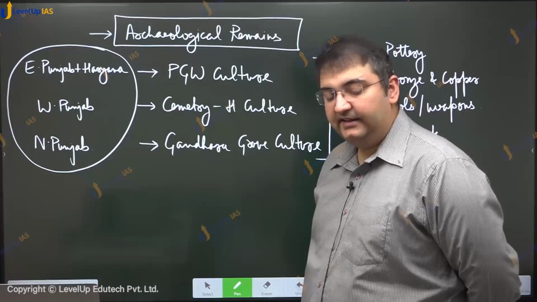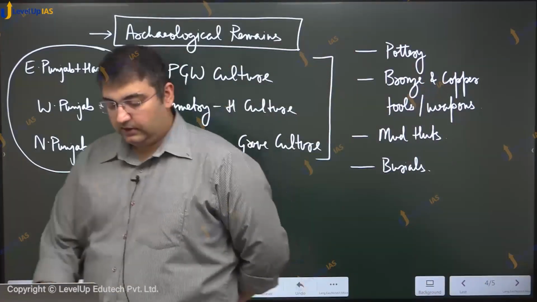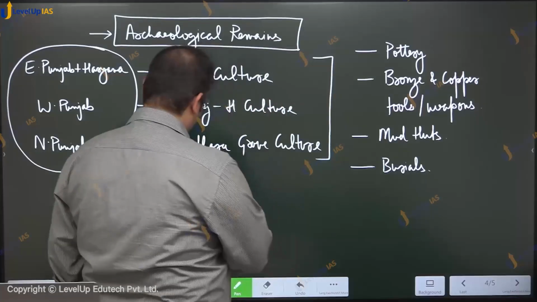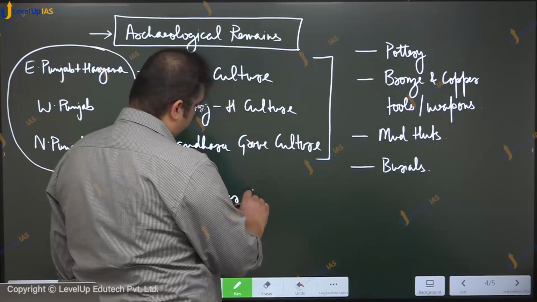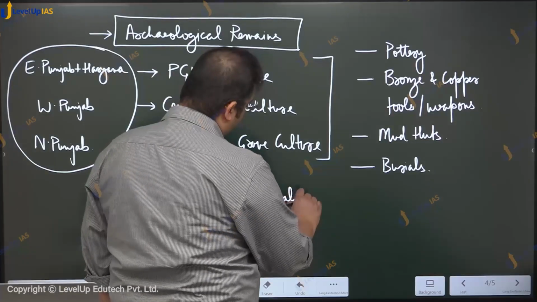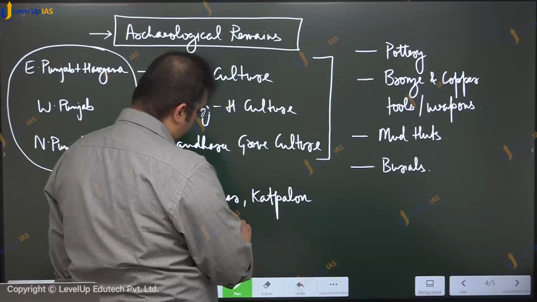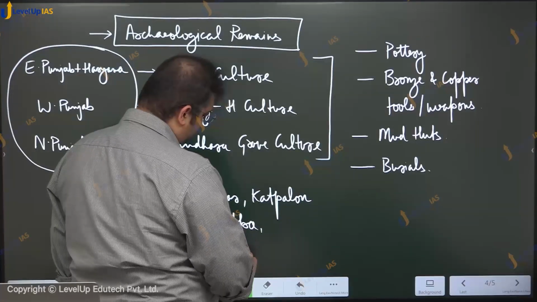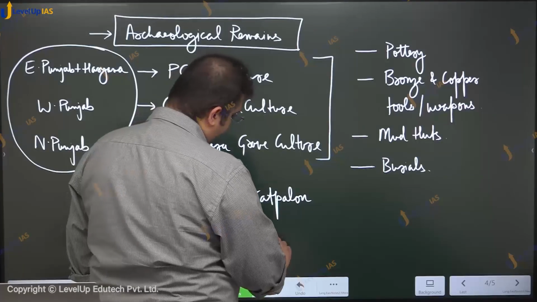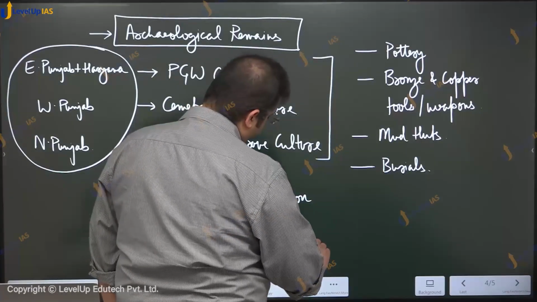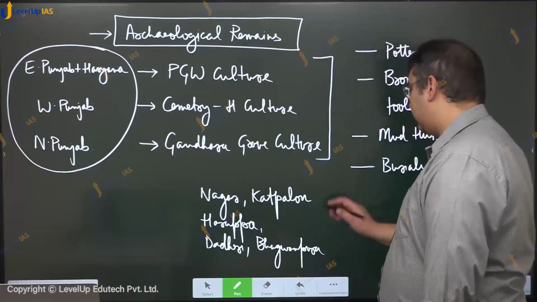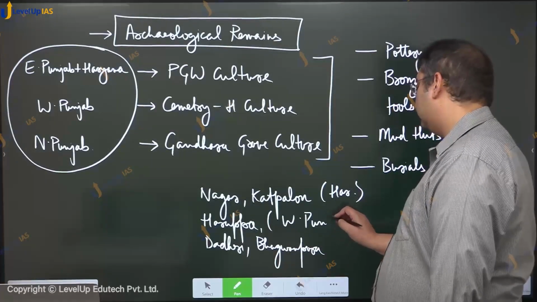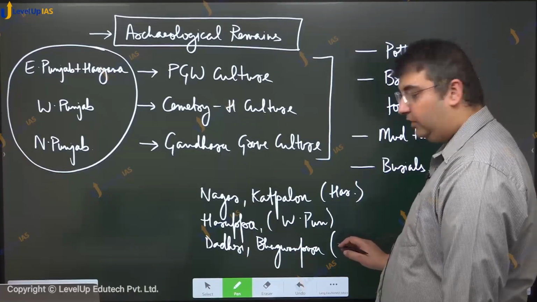Full stop. Some important sites include Nagar, Katpalon, Harappa, Dadhiri, and Bhagwanpura. Nagar and Katpalon in Haryana, Harappa in Western Punjab or Pakistan, and Dadhiri and Bhagwanpura in Eastern Punjab or Indian Punjab.